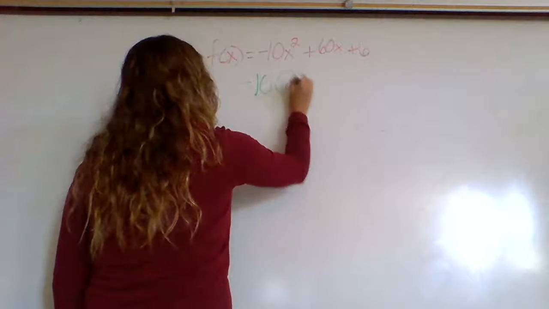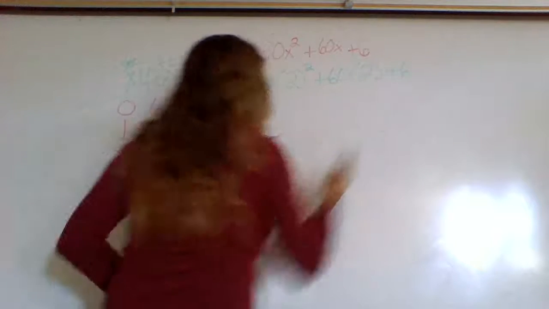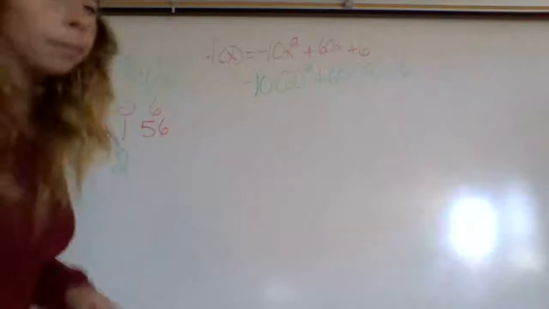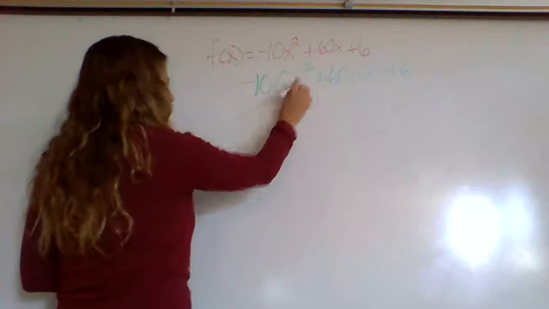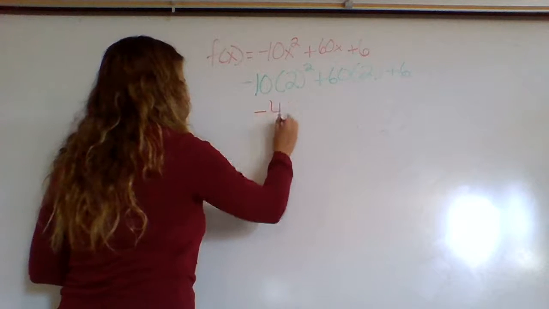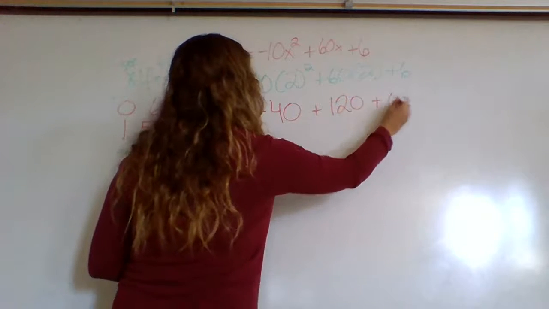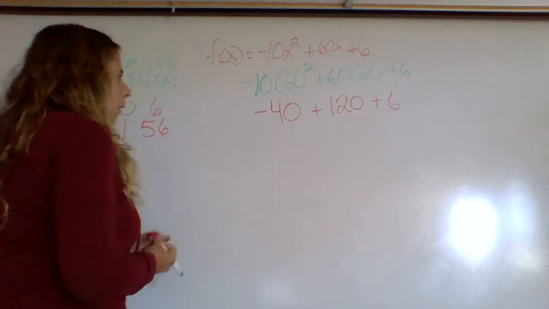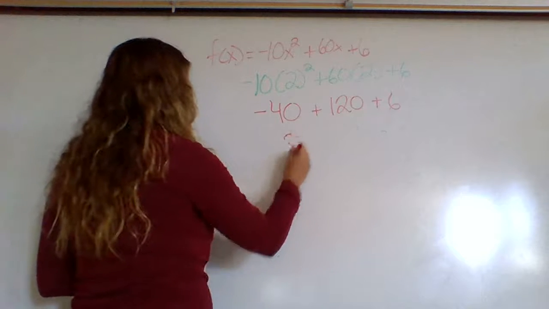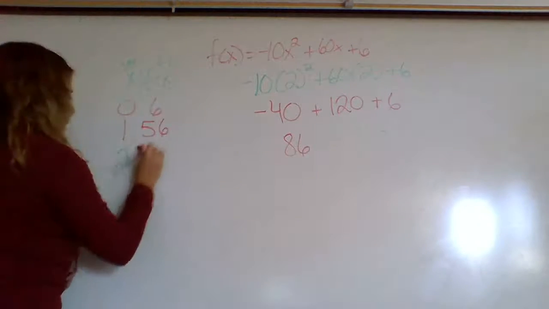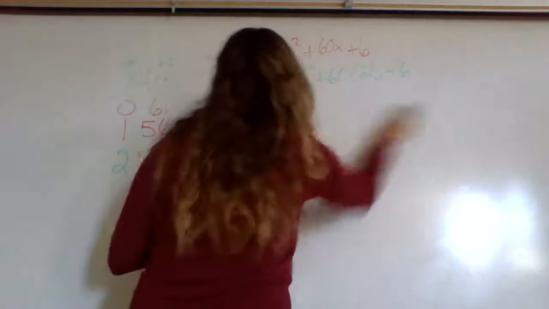Negative 10, substitute in. Oh, I was going to use red, huh? I forgot. Okay. 2 times 2 is 4. 2 squared is 4, times negative 10, plus 60 times 2, plus 6. All right, and then combine them all together. So negative 40 plus 120 is 80, plus 6 is 86. Okay, so the arrow is still getting higher and higher in the air. All right, let's try the next one.